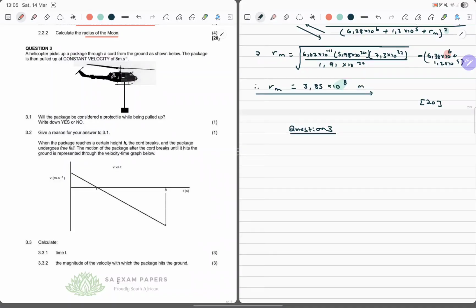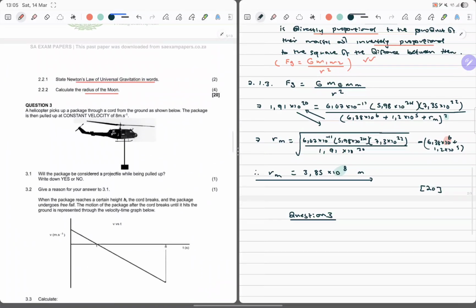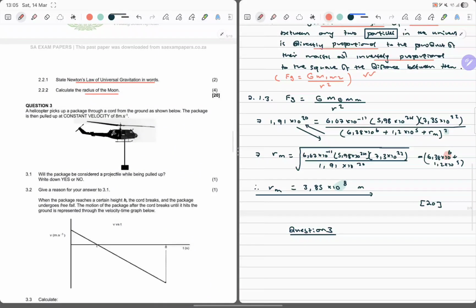Question 3 says, we did not mark. How many marks was this? 4 marks, of course. 1 mark for that. 1 mark for this guy at the bottom. That would be 3 marks, and then the general substitutions for 3, and the final answer.